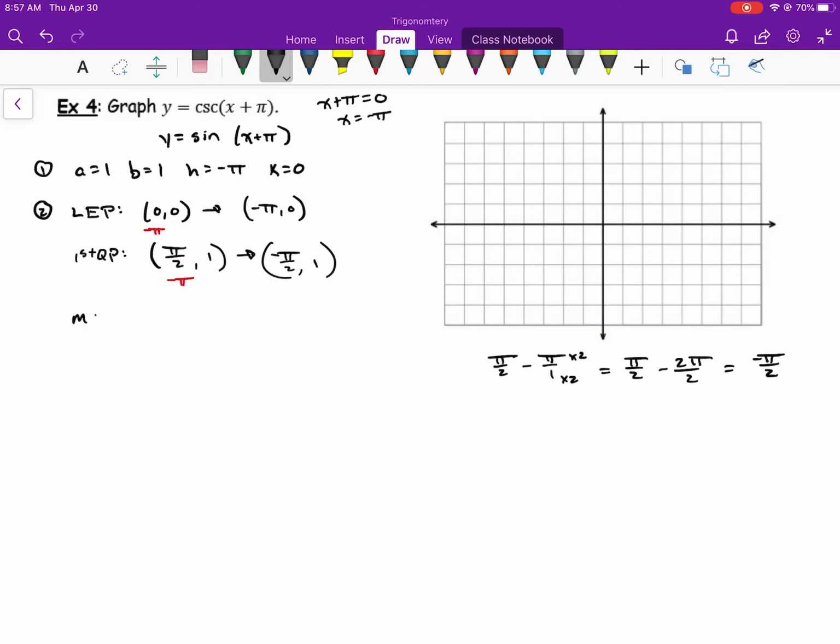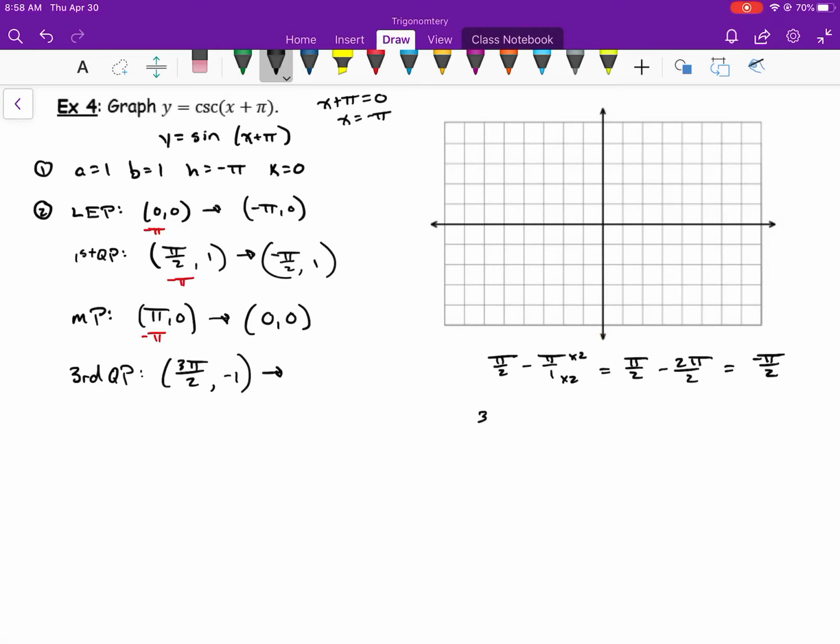Negative pi over 2, 1. Midpoint is pi over b, so it's pi, 0, minus pi. It's a nice easy one. 1 minus 1 just gives me 0, 0. Third quarter point is 3 pi over 2b, so 3 pi over 2, negative a.